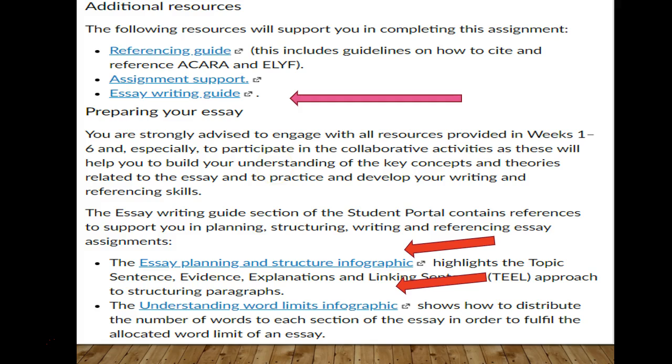Now, there's some more information in the student portal as well. This essay planning and structure infographic is a really, really good one, and I'm going to show it to you in a minute. So that's a really great way to get some practice in and a really good structure to be following for your essay. And then there's also an understanding word limits infographic as well, which I'm going to show you in a minute as well, which is a fantastic resource that you can be following.